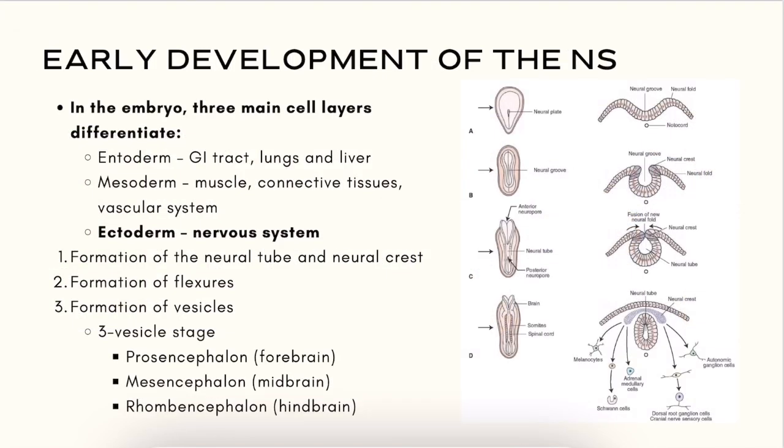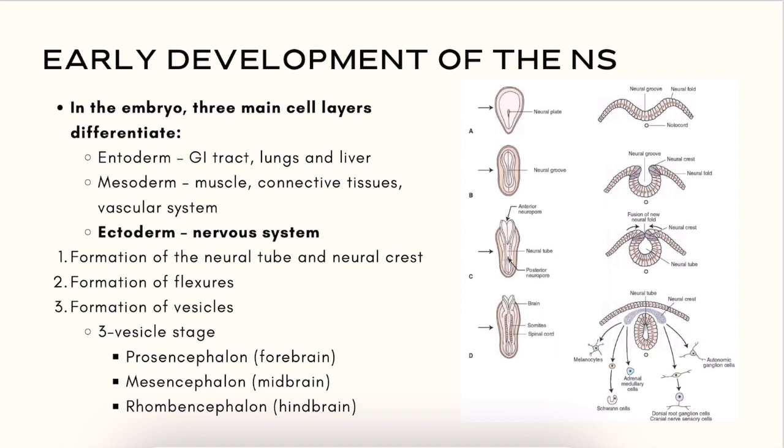Okay, let's now talk about the early development of the nervous system. In the embryo, there are three main cell layers that differentiate. We have our entoderm, which when they differentiate, will become our GI tract, our lungs, and our liver. The mesoderm will become our muscles, connective tissues, and the vascular system. And we have our ectoderm, which will become our nervous system. So essentially, the steps are summarized on this picture right here. You can just view that, but we will be talking about it briefly.